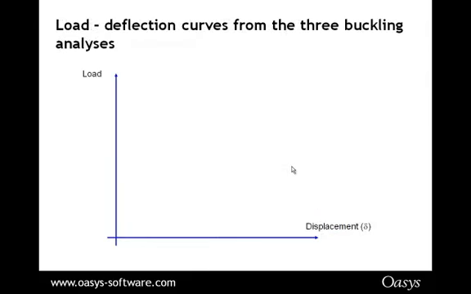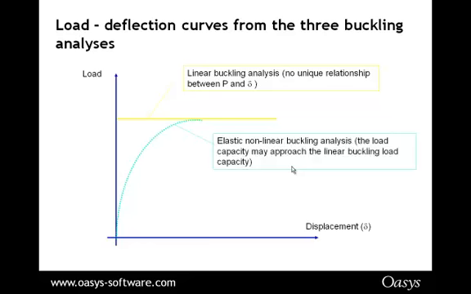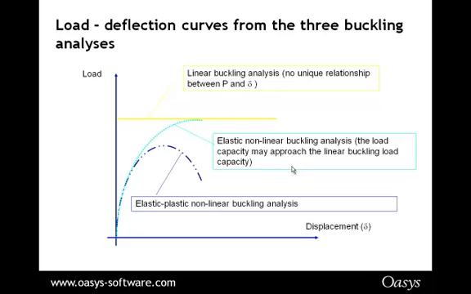So the three options, if you look at load displacement curve with a linear buckling, it's working out the load, not the displacement. There's no unique relationship. Non-linear buckling, the displacement is related to the load, and the buckling load capacity will approach the linear buckling capacity, might even reach it. And if you're using material plasticity, so material yielding, then the buckling capacity will be a lot less than the linear capacity.